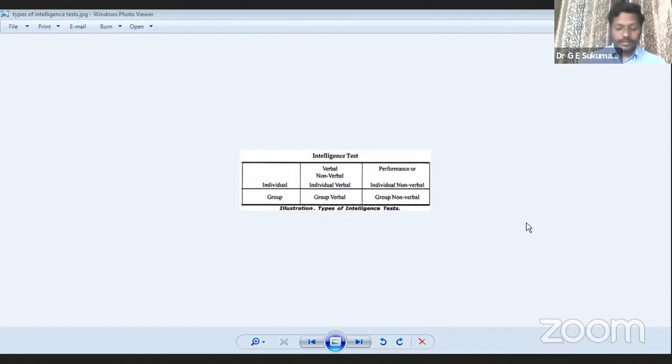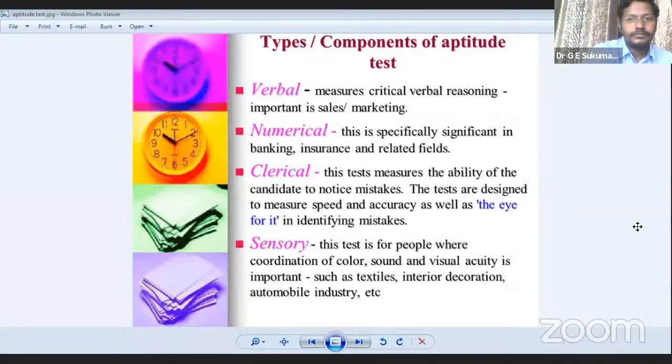Then we will continue with our next topic, that is aptitude test. So these are the different types or components of aptitude.